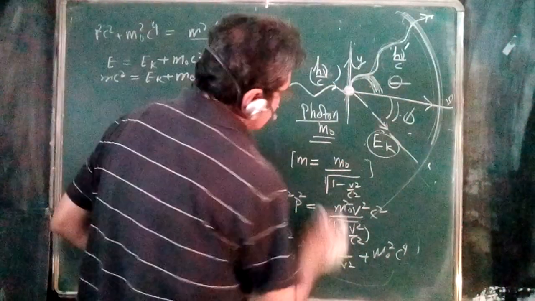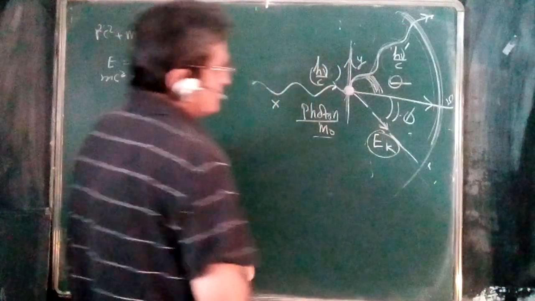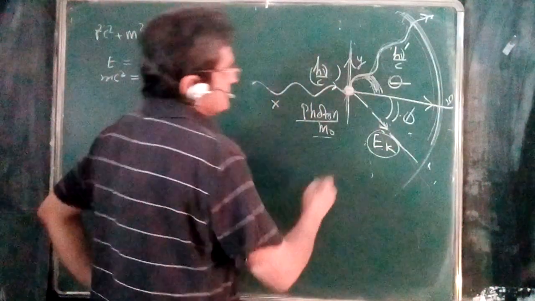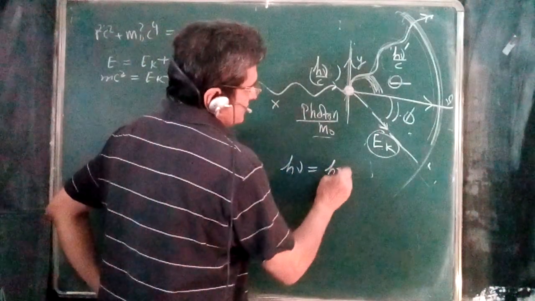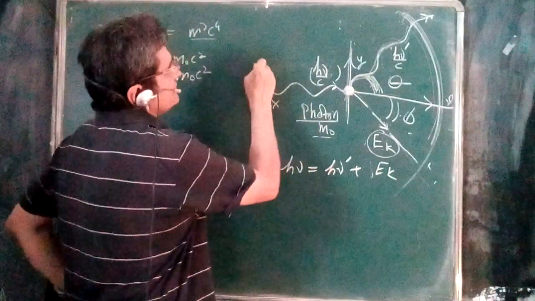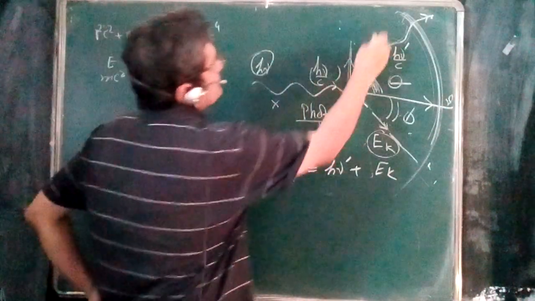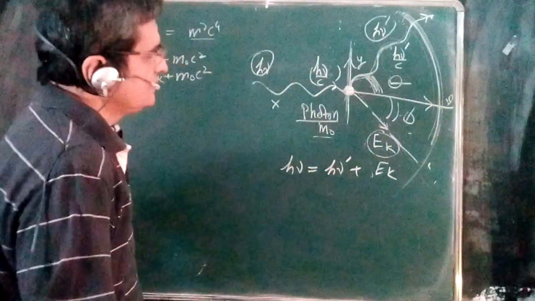Now let me remove it, I don't need it anymore, and let me write the conservation of energy and momentum here. I'll do it speedily so that I save time. So energy conservation is h mu dash plus the kinetic energy of the electron. The initial energy of the photon is h mu, the final energy of the photon is h mu dash, and this is the kinetic energy of the electron.